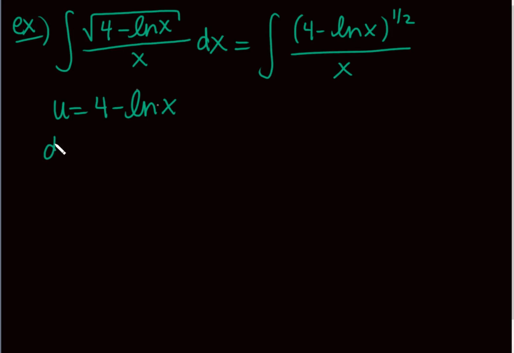Okay, so I take the derivative. The derivative of 4 is 0. The derivative of natural log of x is 1 over x dx. Do I have a 1 over x? Yeah. Ooh, oh, I forgot my dx. Oh my goodness. You guys, I bet you were like screaming at the computer. Maybe not. You probably don't care that much.